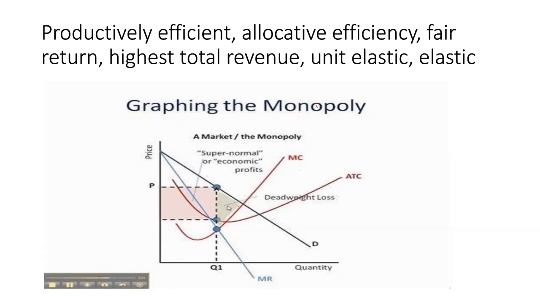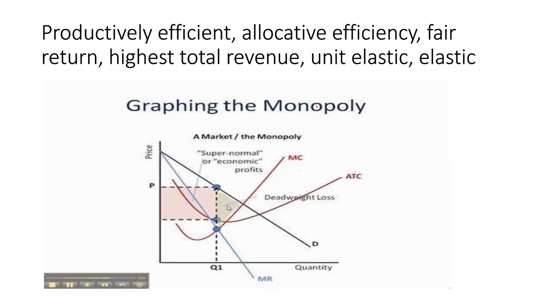Anything else for you? Oh, allocatively efficient. Who's going to give me allocatively efficient? Go, Cameron. MC crosses demand. Allocatively efficient. Tony, do you remember where productively efficient is? Where ATC crosses MC. All right, so we got productively efficient there.